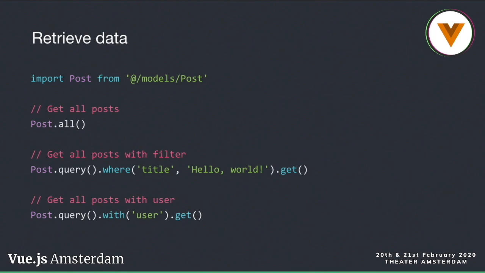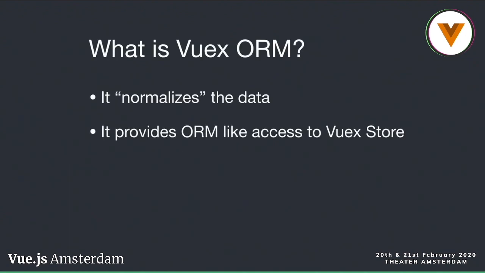And also you can load the relationship as well. So if you want to get all the posts with user, you can do post.query with user and get. So to wrap up, what is Vuex ORM? It normalizes the data, and it provides ORM-like access to the Vuex store.